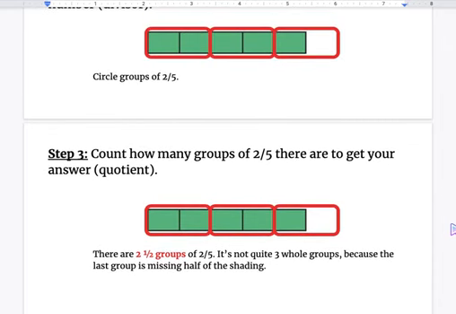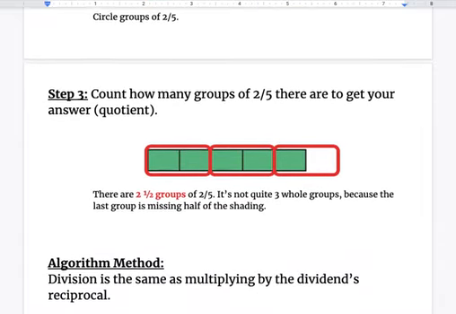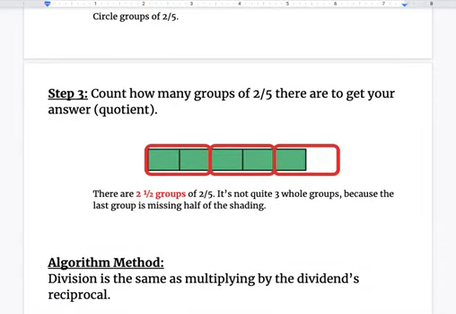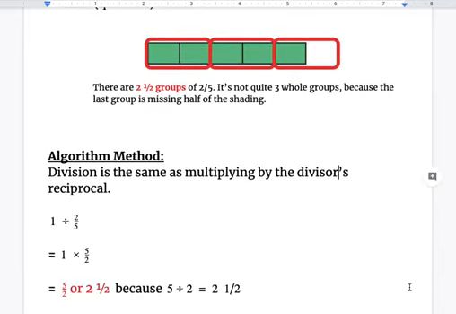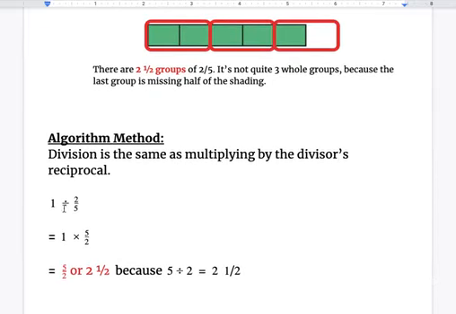Answer is 2 1/2. Now let's go over the algorithm method. Remember that division is the same as multiplying by the divisor's reciprocal. So for the algorithm method, I'm taking 1 divided by 2/5, which is the same as 1 multiplied by the divisor's reciprocal, which instead of 2/5, it's 5/2. We're switching their locations. 2 was on top, now it's on the bottom.